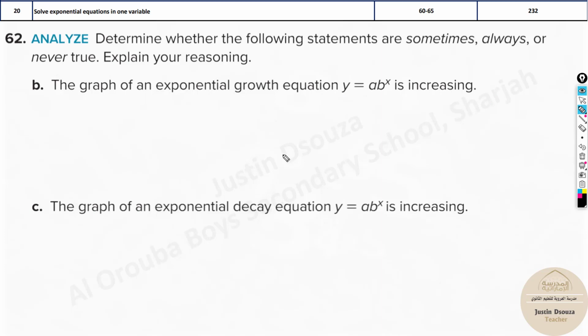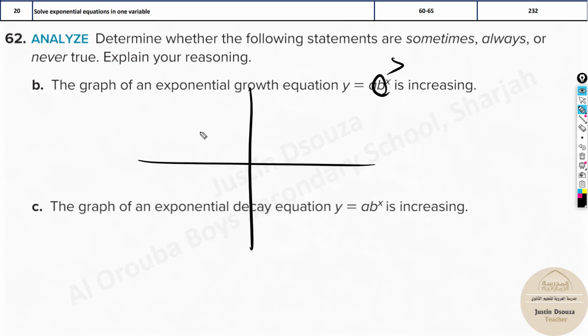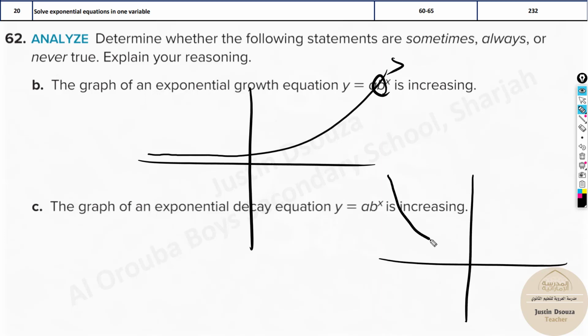See, what is this growth equation? Growth means this b value is always greater than 1, right? So imagine you have this. Growth is something like this. That is exponential growth. Now, what is decay? Let's do this also. Decay is like this. It comes down, okay, like this. So these are the exponential graphs. If it is growth, it goes up. If it's decay, it's going down.